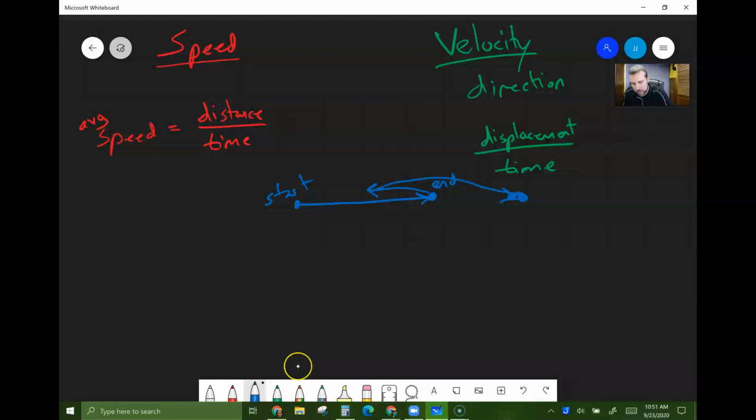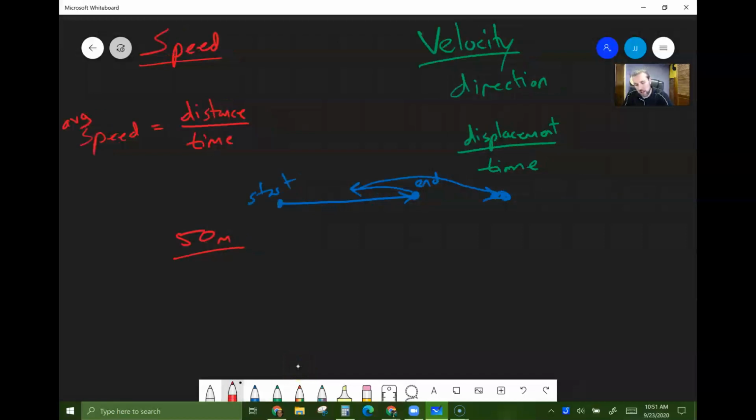For distance, maybe you went 50 total meters as you went there and then back and then forward again. Say you went 50 total meters and you did that in 4 seconds, right? Your average speed is going to be 12.5 meters per second on average, right? That's your speed, specifically your average speed. Your displacement, though, right, is just from start to finish.